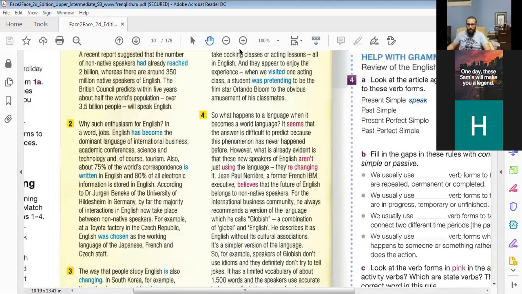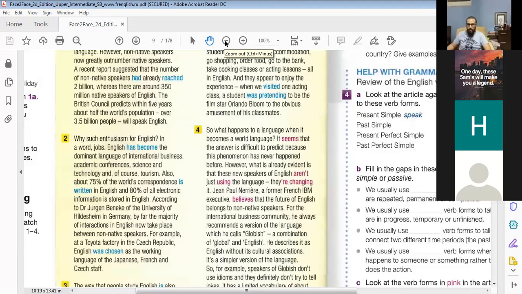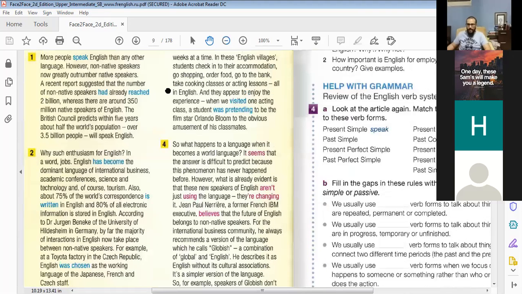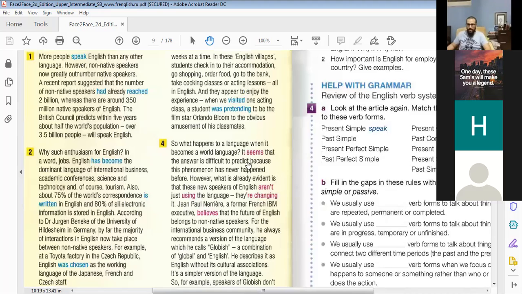So let me zoom out, maybe. Visited. Yeah, there it is. You can see it. Visited, correct. So visited, this is in past simple. Are there any reached? But reached is not past simple. Had already reached, okay. Past perfect. Yeah. Correct.